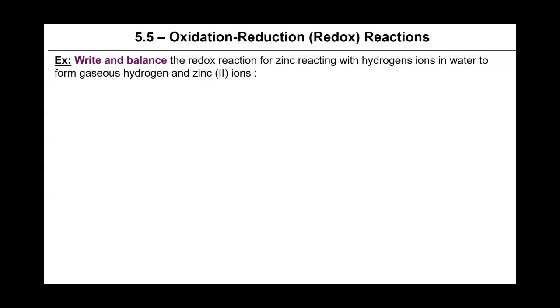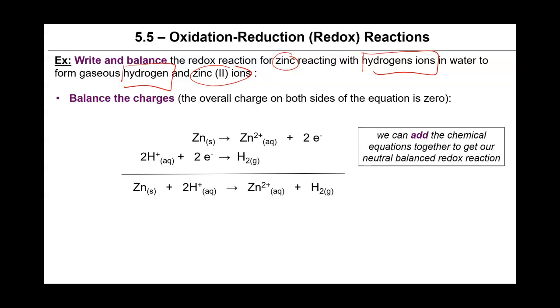So one way of tackling a problem like this, where it says write and balance a redox reaction, is to identify the pairs of reactants and products. Then you can write the two half reactions and then add those two half reactions together, cancelling the electrons to give you the overall balanced redox reaction. So we'll illustrate an example of that now.